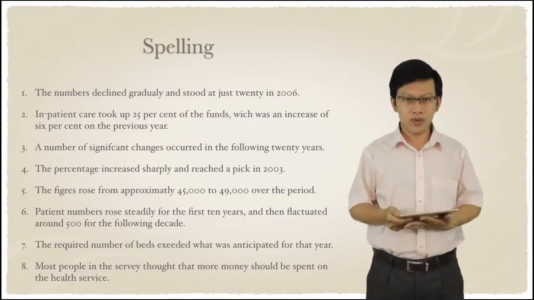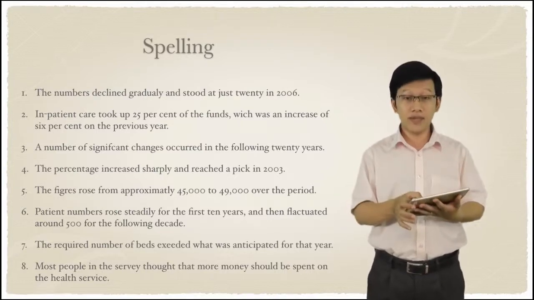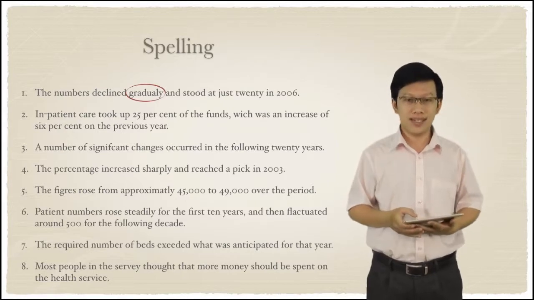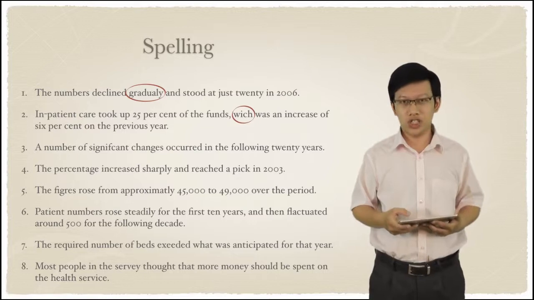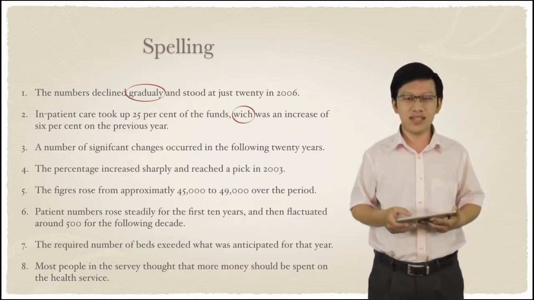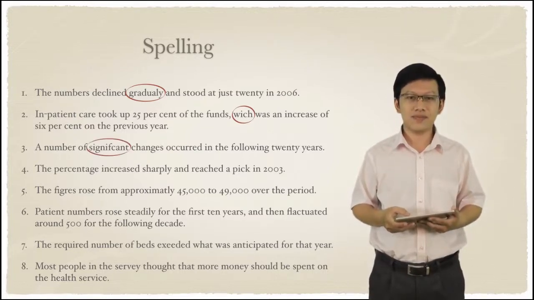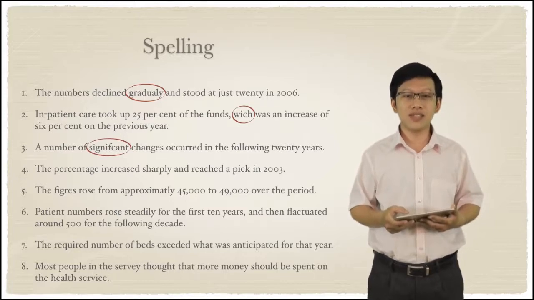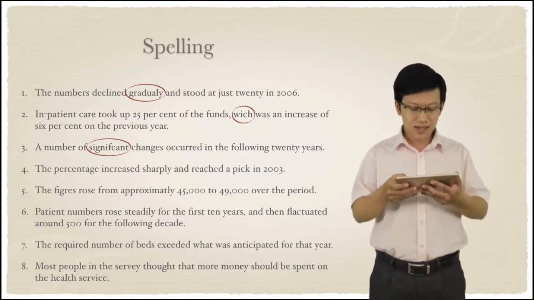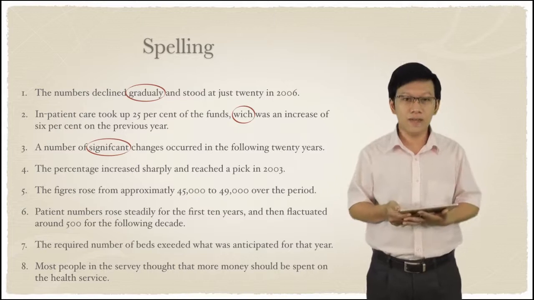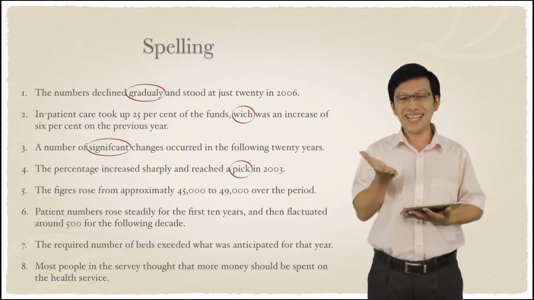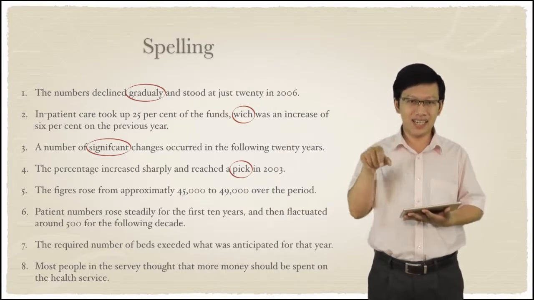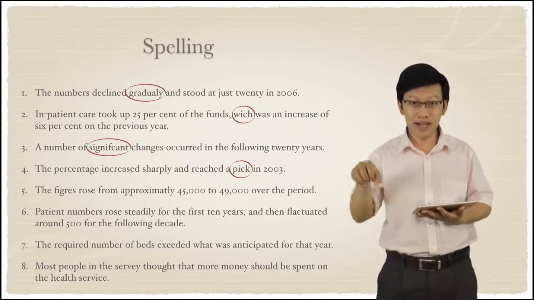Must be very simple. So, number 1, it's got to be gradually. Number 3, significant. Something is missing. Alright. Significant, actually. Next one, pick. It's actually peak, like P-E-A-K, not pick. Pick is like picking up.